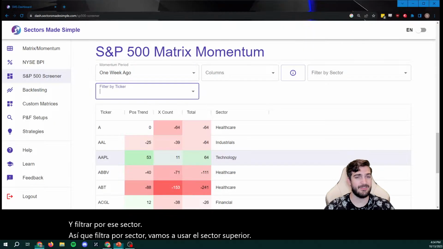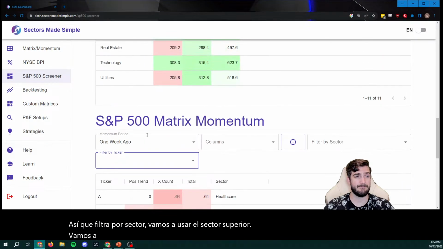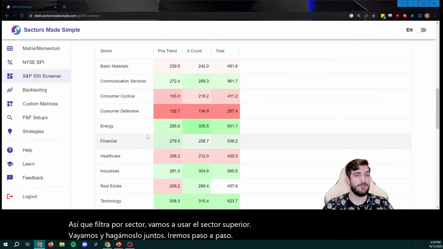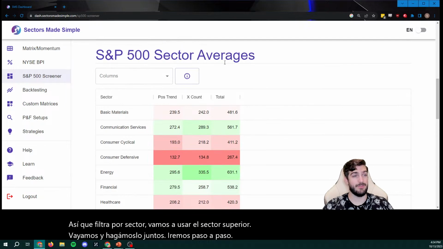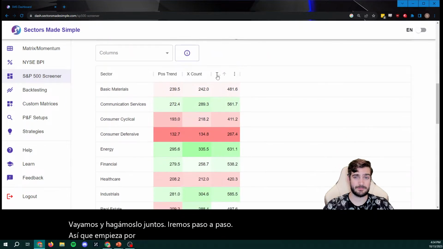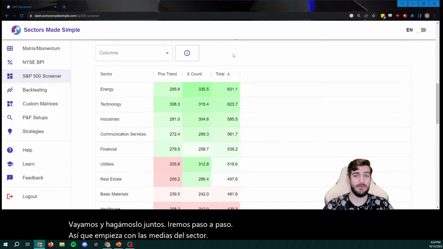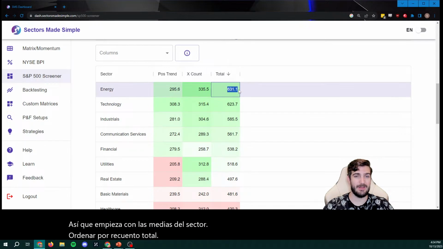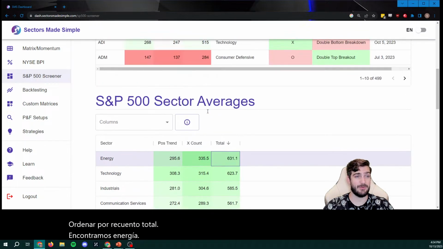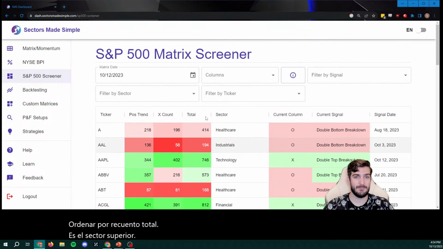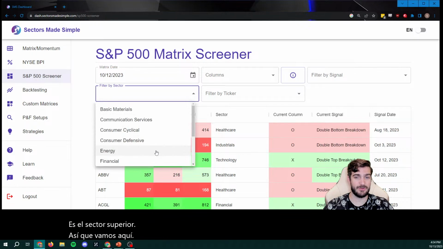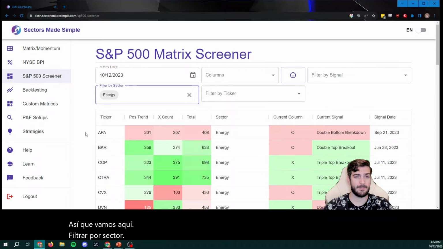Let's actually go and do that together. We'll go step by step. So, start off with the sector averages, sort by total count, find energy is the top sector. So we go here, filter by sector, plug in energy.